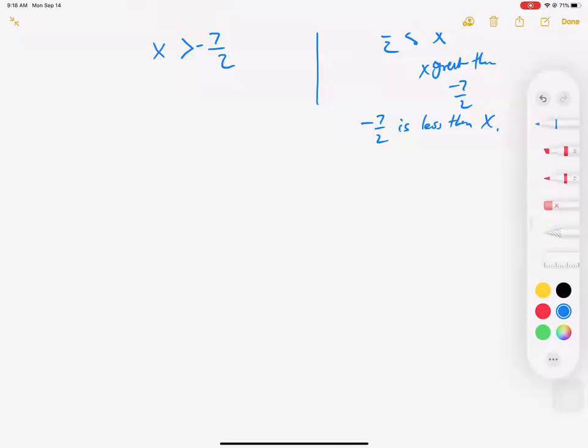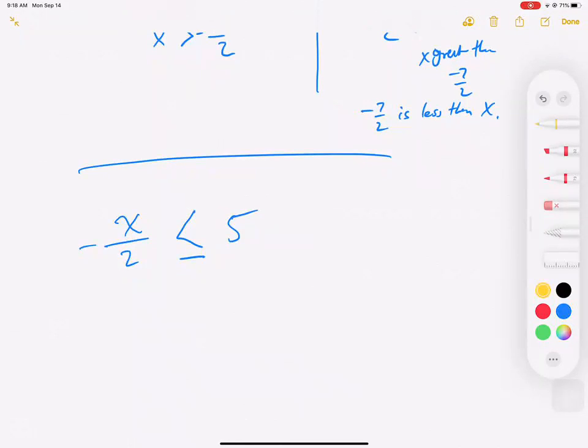So let's do one more problem with division. Okay, let's put negative x over 2 is less than or equal to 5. Okay, so we have a negative. So to make a decision, I need to get rid of the negative and the 2.